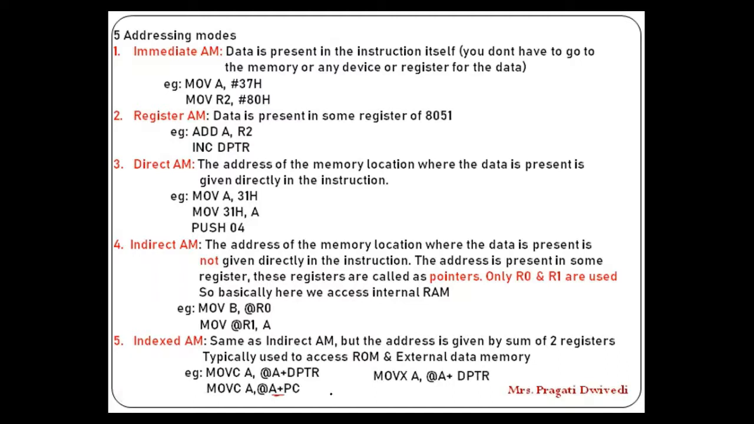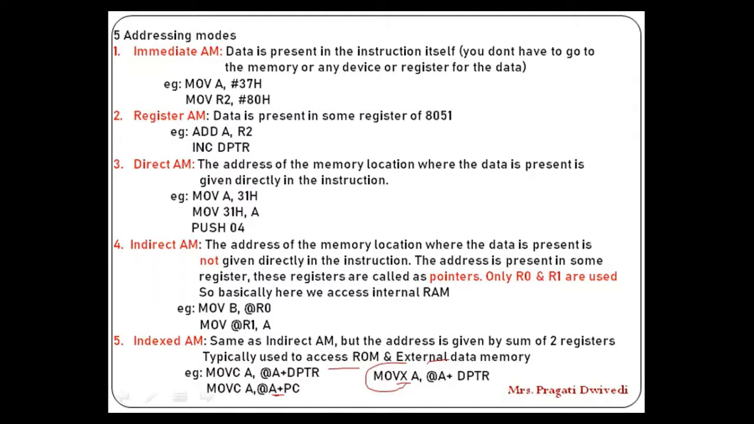Next is MOVX. Now, instead of C, you have X. X stands for external data memory. So if it is MOVC, it is pointing towards your ROM. And if it is MOVX, you are trying to access your external data memory. So these are the 5 addressing modes.